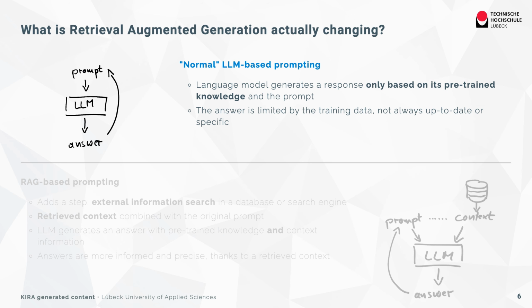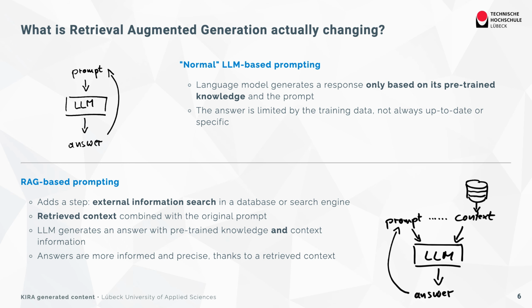But what's actually changing? In a standard language model generation, you input a prompt directly into the language model, which then generates an answer based only on its pre-trained knowledge and the provided prompt. However, this approach has inherent limitations, as the response is confined to what the language model was trained on. This might not include the latest or most specific information needed for a precise answer.